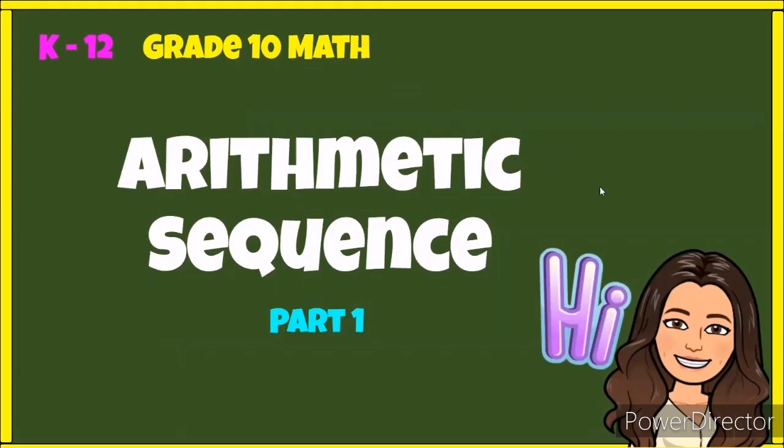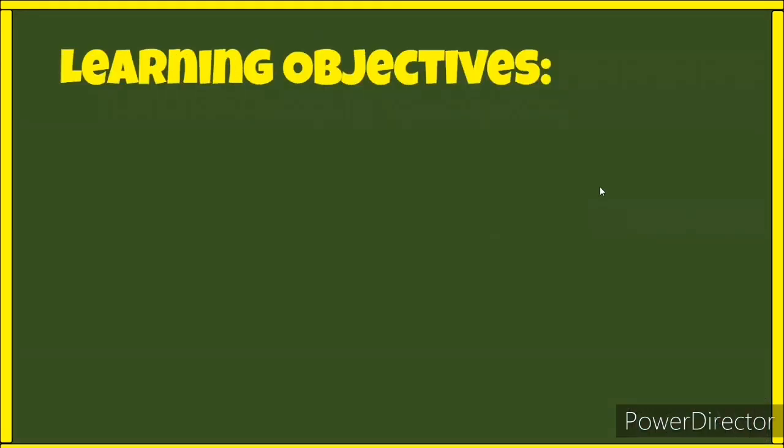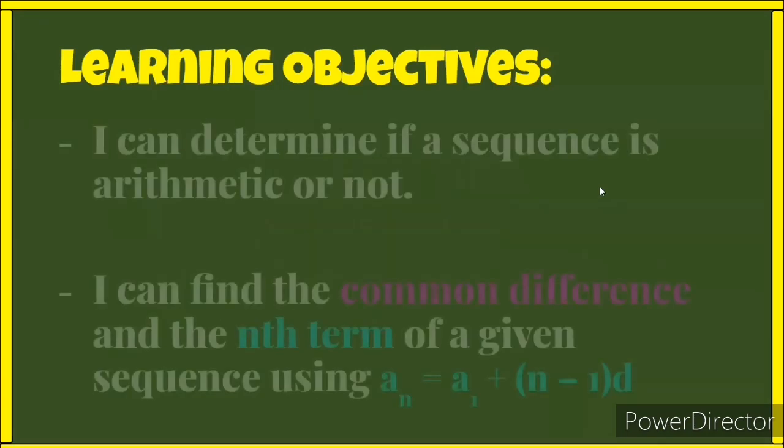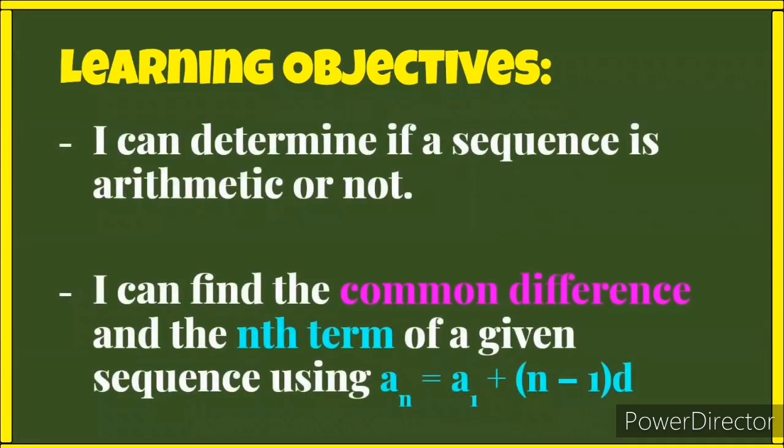Before that, let's have the learning objectives. At the end of this video, you must be able to determine if a sequence is arithmetic or not. Also, you must be able to find the common difference and the nth term of a given sequence using the formula a sub n equals a sub 1 plus n minus 1 times d.